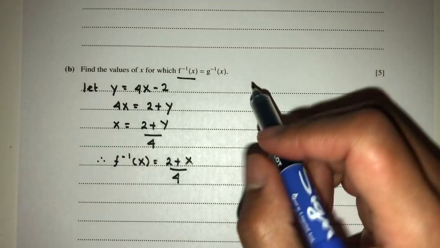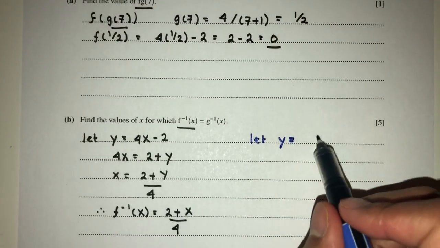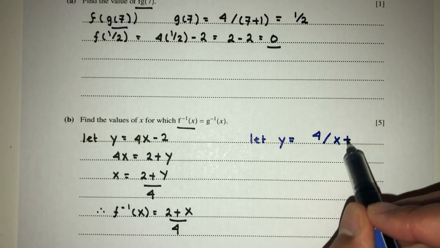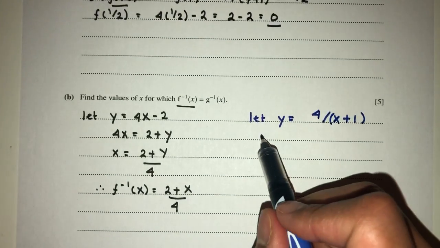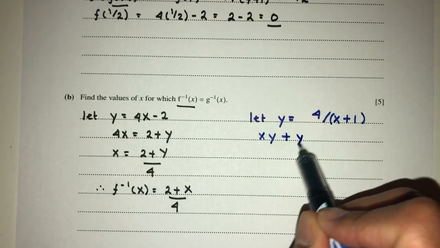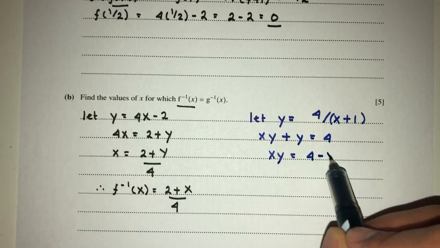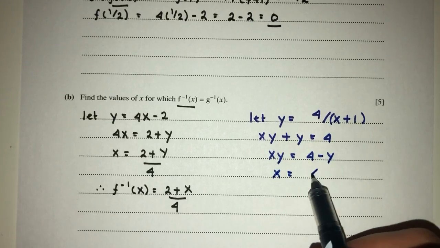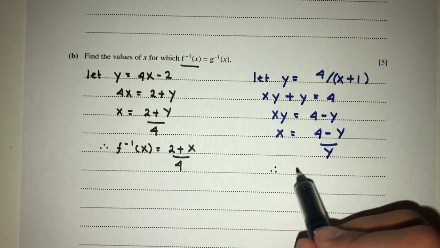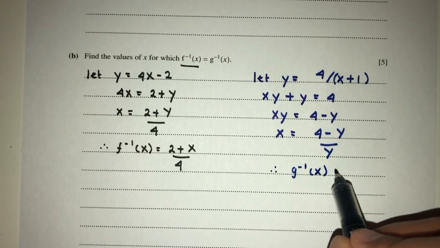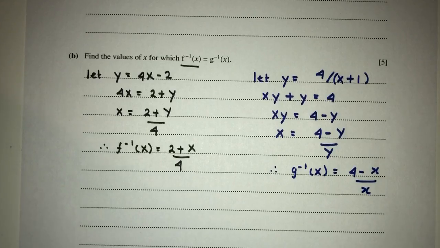Now next one, same thing. Let y equal g of x, which is 4 divided by x plus 1. So we have to first cross multiply. You will have xy plus y equal to 4. So xy will be 4 minus y. So x has to be 4 minus y divided by y. So we conclude that g inverse of x has to be 4 minus x over x.